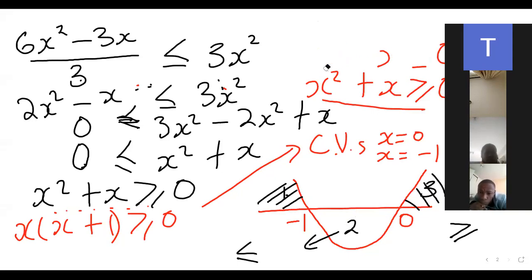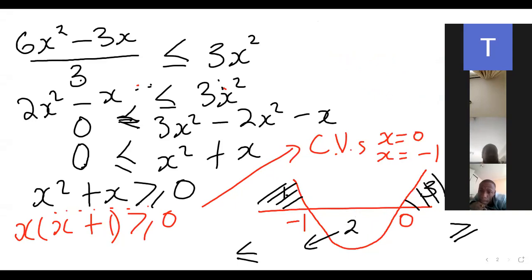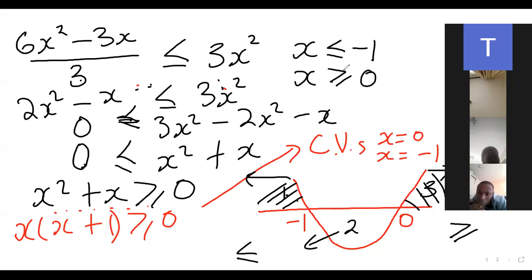How do I describe region 1 and region 3? Region 1, I'm going from negative 1 to negative infinity, so I'm simply saying x is less than or equal to minus 1. Then region 3, I'm going from 0 to positive infinity, so I'm saying x is greater than or equal to 0. Remember, the less than or equal to and greater than or equal to come from the or equal to here. If it was not there, I would remove it here and there, and the answers would still be the same.